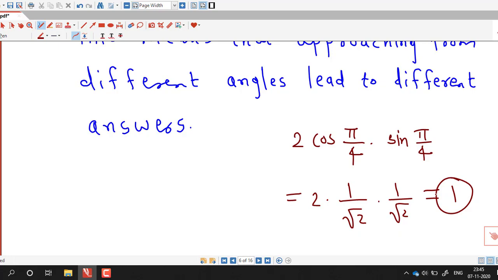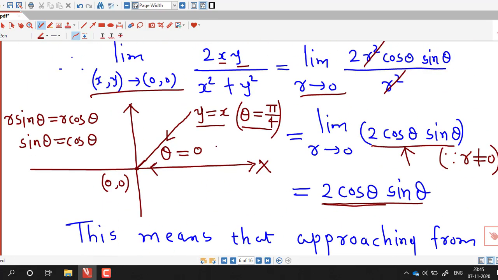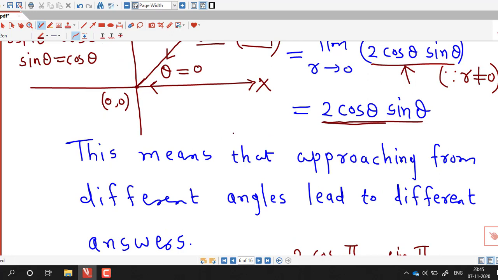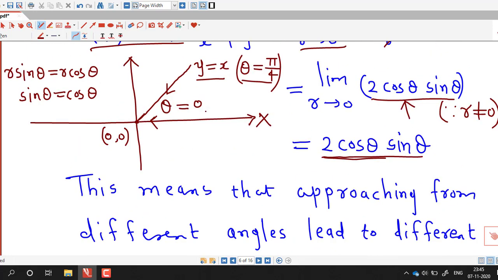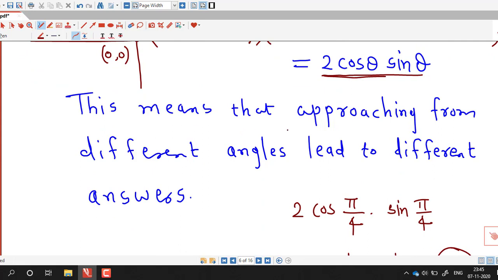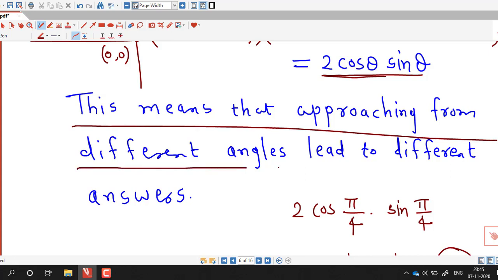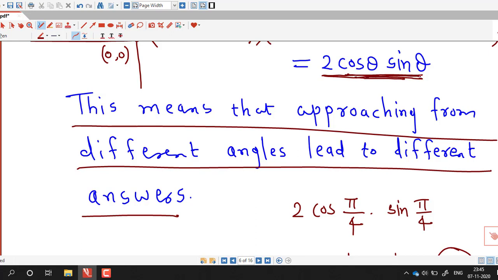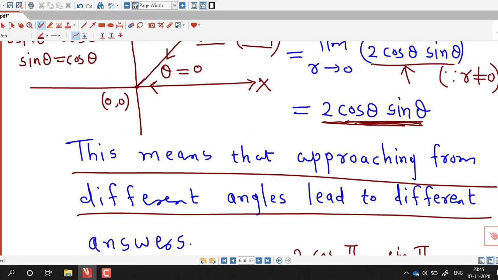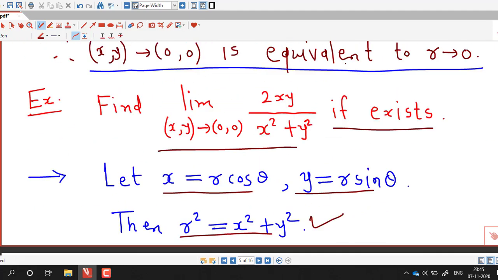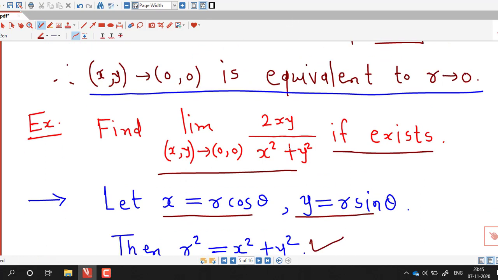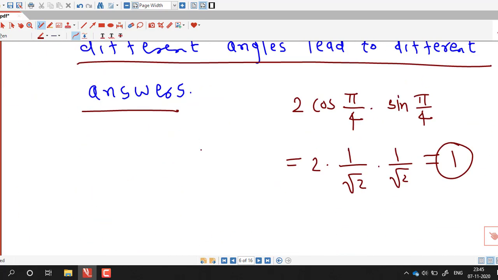So the limit along the line theta equal to pi by 4 is 1, and the limit along the line theta equal to 0 is 0. This means that approaching from different angles leads to different answers. So whenever the limit depends on theta, we can say that for different values of theta we will have different limits. So therefore the limit does not exist in this case. The limit of 2xy over x square plus y square does not exist as (x, y) approaches the origin.